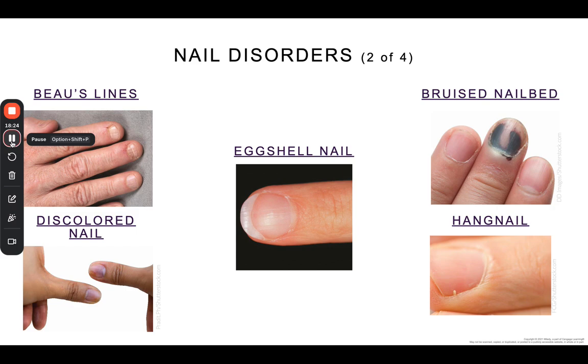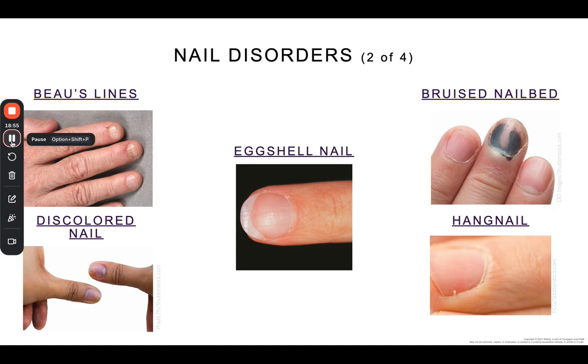On the top left of the screen is a definition or a picture example of Beau's lines. You do need to write down the characteristics of each disorder because you are expected to know and identify these, and you will need to know them to be successful as a nail technician as well as to get your license. So, Beau's lines.